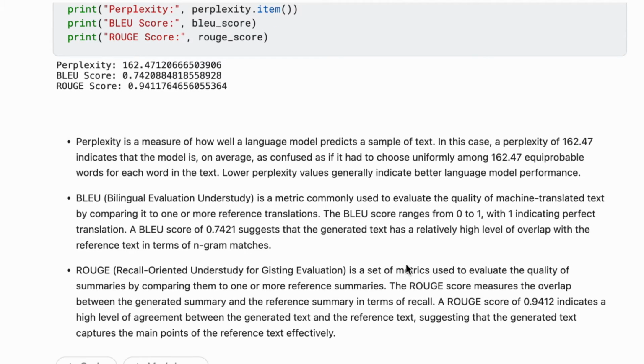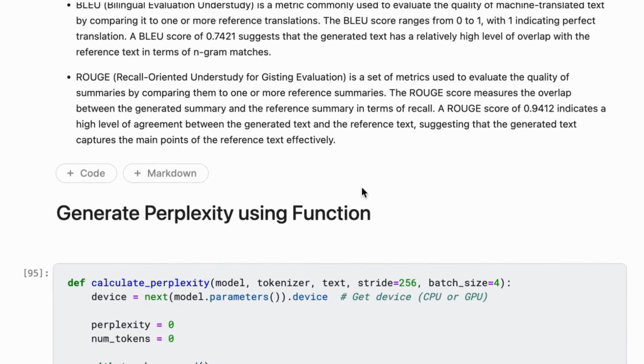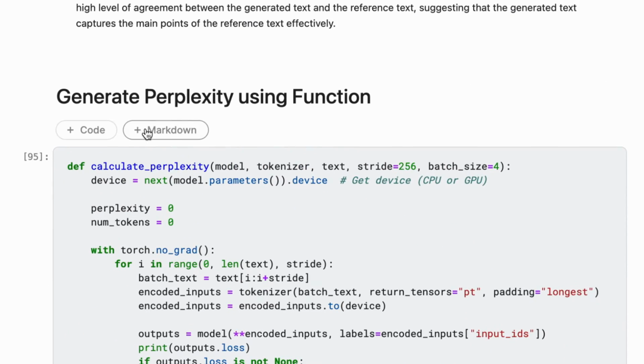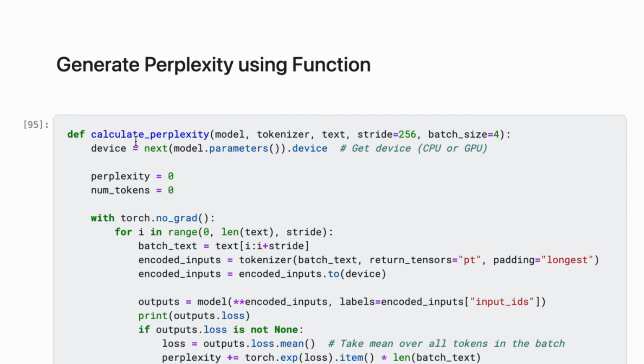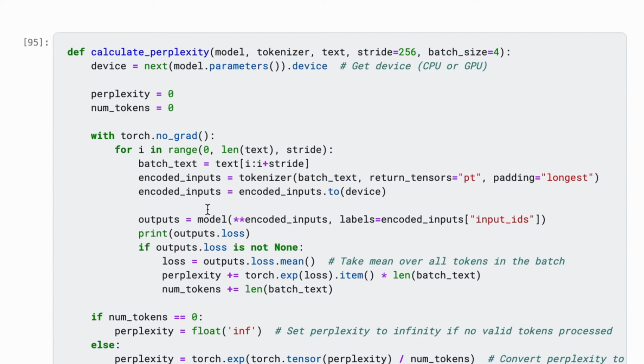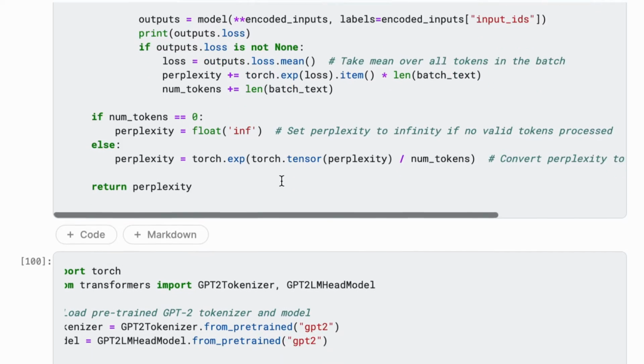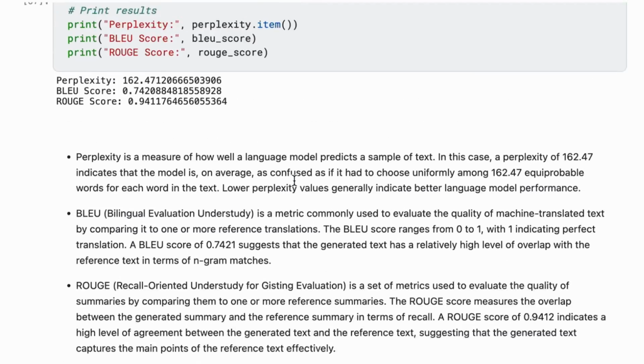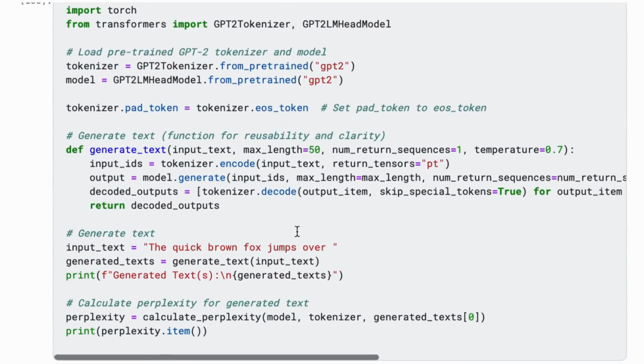Then we talk about ROUGE. ROUGE is a set of metrics that evaluate summaries by comparing them to one or more reference summaries. This score indicates a very high level of agreement between the generated text and the reference text as well. Okay. And here I also create a function to calculate the perplexity. You can see this function, and it will generate the same kind of output as above.